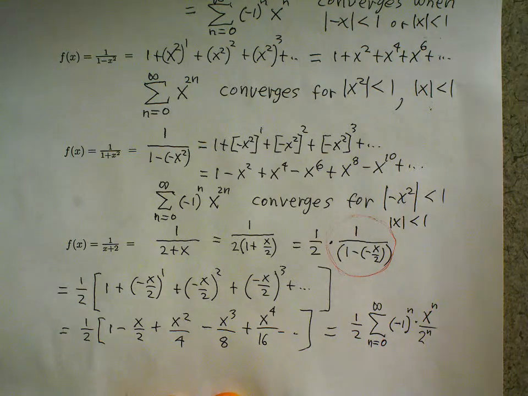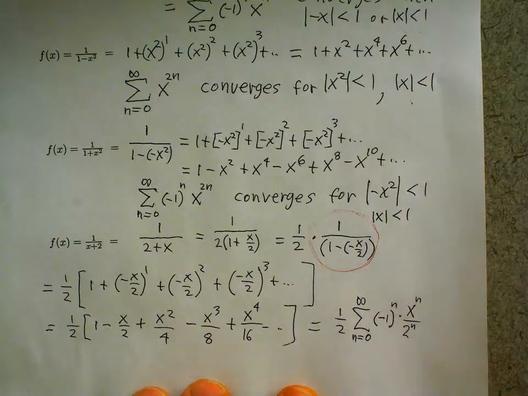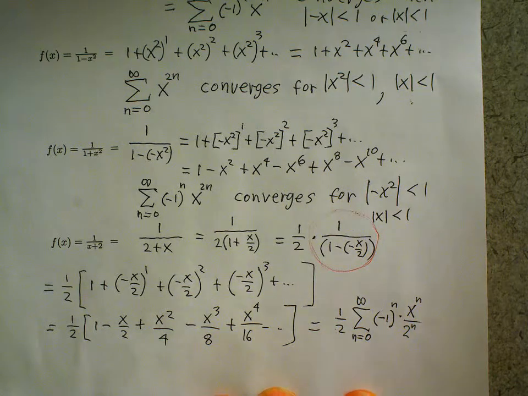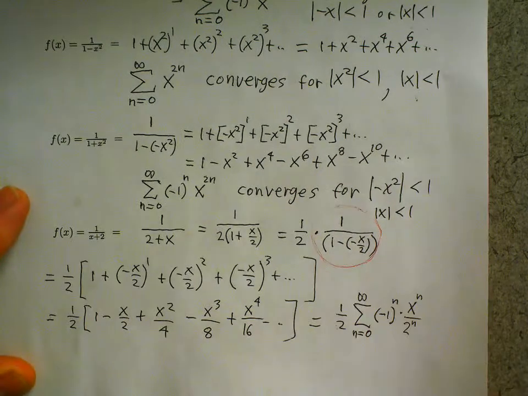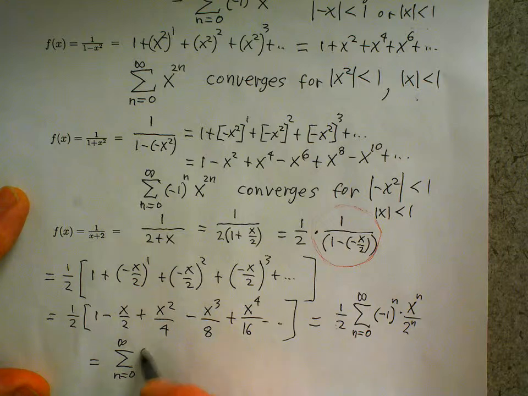So there's something that's bothering me. Let's see. No, I think we're okay. But since 1/2 is multiplied by everything, we can distribute multiplication by 1/2 and write the series as the sum from n equals 0 to infinity, -1 to the n, x to the n over 2 to the n plus 1.